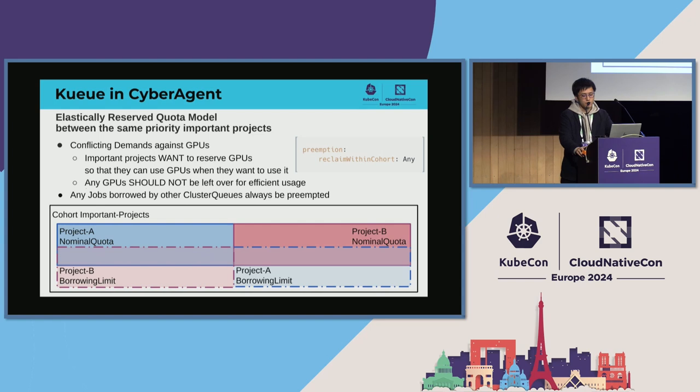So we created a dedicated cluster queue for important tenants from a business perspective. And all same-priority tenants' cluster queues belong to the same cohort. Also, the reclaiming-within-cohort preemption policy gives us the possibility to realize the above conflicting demands.